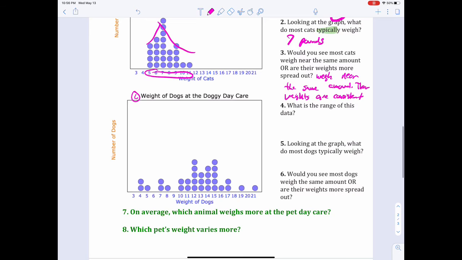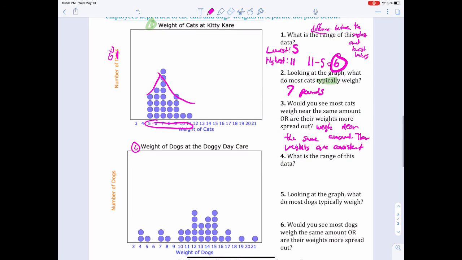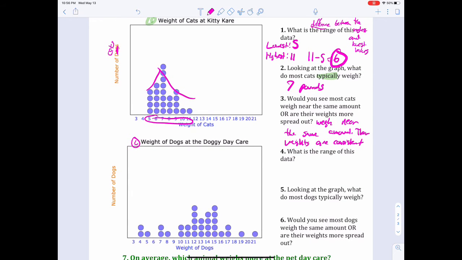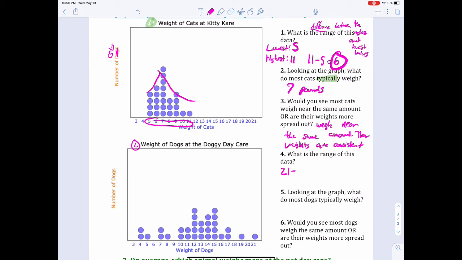All right, number 4. Shifting gears to the dogs here. What is the range of this data? So if you look back up here for number 1, how did we find the range? We took the lowest and highest numbers and we subtracted to find it. So let's do that here. The highest weight of a dog is 21 pounds, probably like maybe some type of terrier. 21 minus the lowest weight, maybe like a Chihuahua here, 4 pounds. So 21 minus 4 is 15. So the range from the smallest to largest weight of a dog at this daycare is 15 pounds.